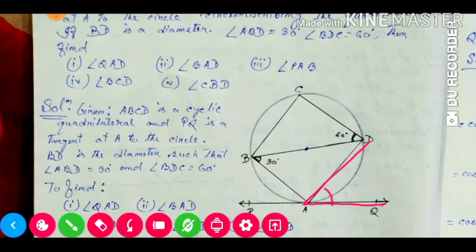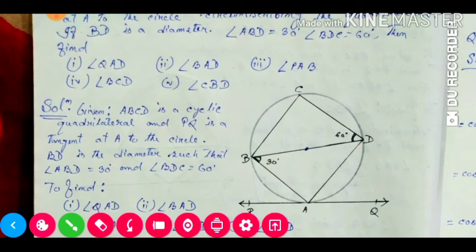So angle QAD and this angle will be the same, because PAQ is the tangent and AD is the chord. These two angles are in the alternate segment, so they will be the same. If this angle is equal to 30 degrees, then this angle will be 30 degrees.